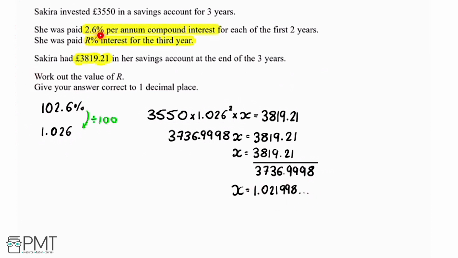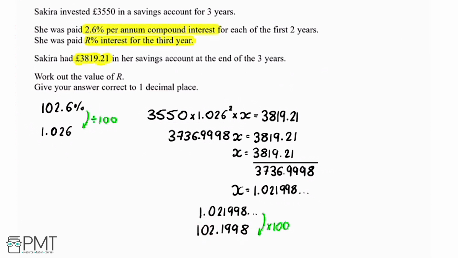And we see here that R is a percentage. So I'm going to do the opposite to what we did here. I'm going to take 1.021998... and if we multiply that by 100, this gives us 102.1998. But now, if we look up here, when we had 2.6%, we were working with that as 102.6%. We need to do the reverse here.